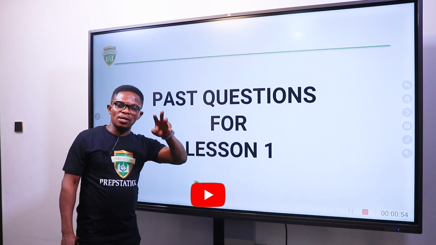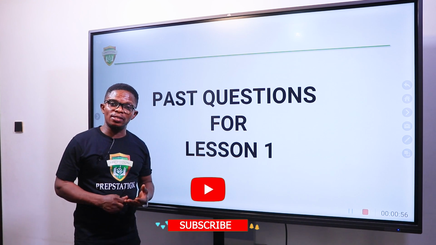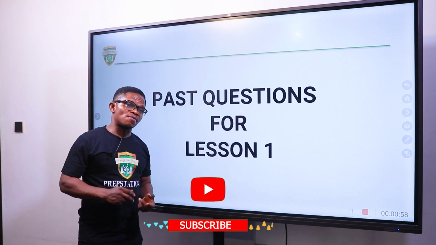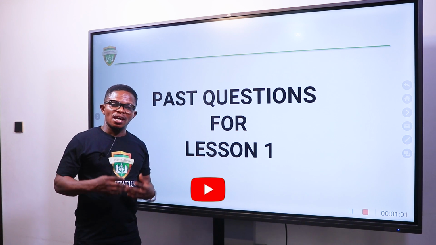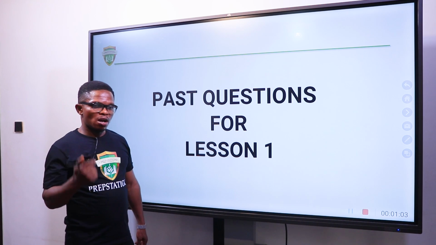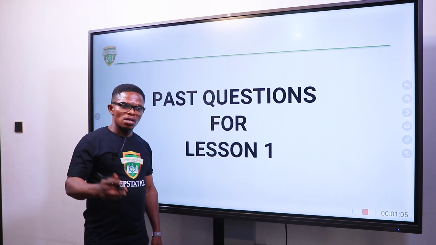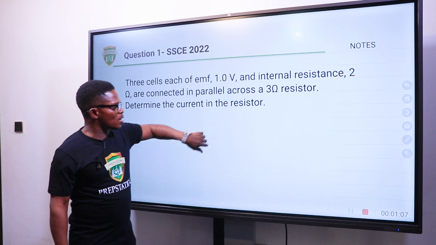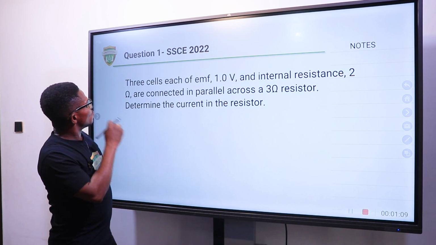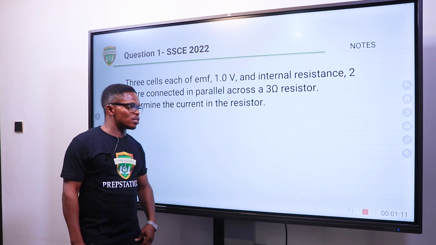Remember, lesson 1 was about electricity. We have discussed currents, we have discussed potential difference, we have discussed resistance, and the conversion of ammeter and voltmeter to galvanometer. So let's quickly look at the past question. And this is from SSCE 2022.